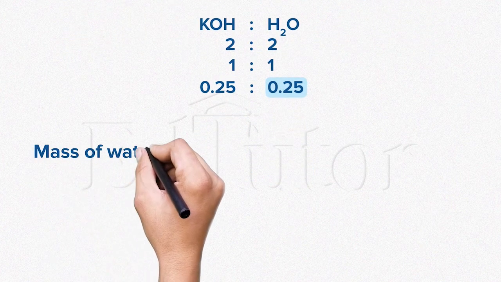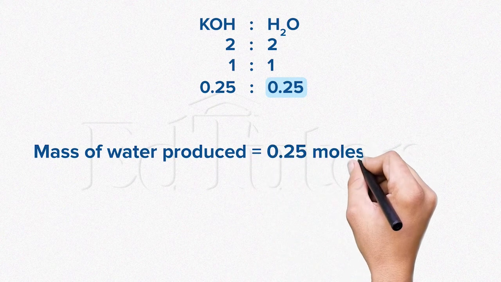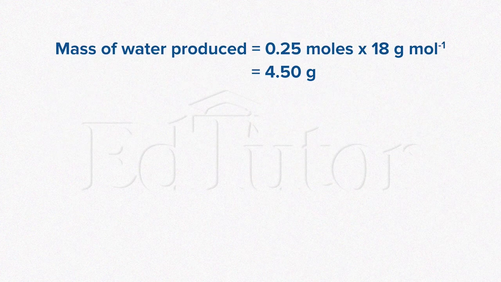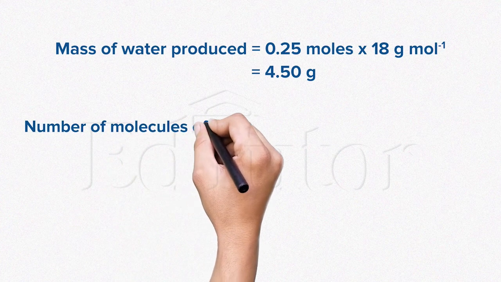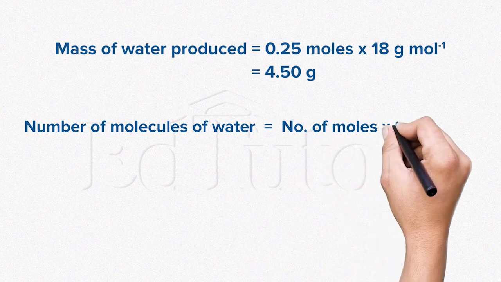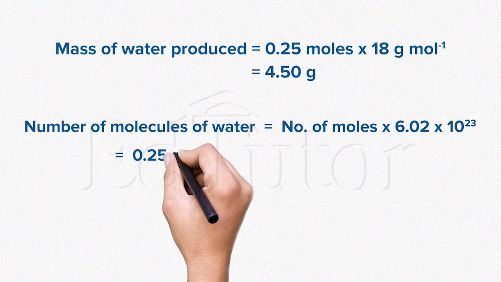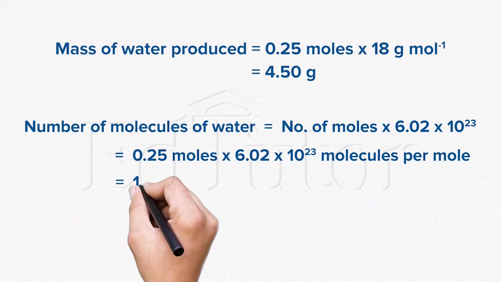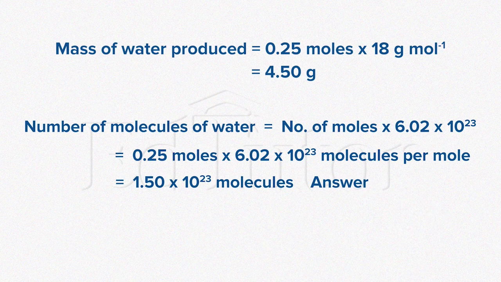Next, the mass of water can be calculated by multiplying this number of moles with the molar mass of water, which would be 0.25 into 18, and it gives us 4.50 grams. In the end, what is left behind to find out? The number of molecules of water. It is very simple to calculate that with the help of Avogadro's number. Multiply the number of moles of water, that is 0.25, with Avogadro's number, that is 6.02 into 10 to the power 23, which gives us 1.50 into 10 to the power 23 molecules of water.